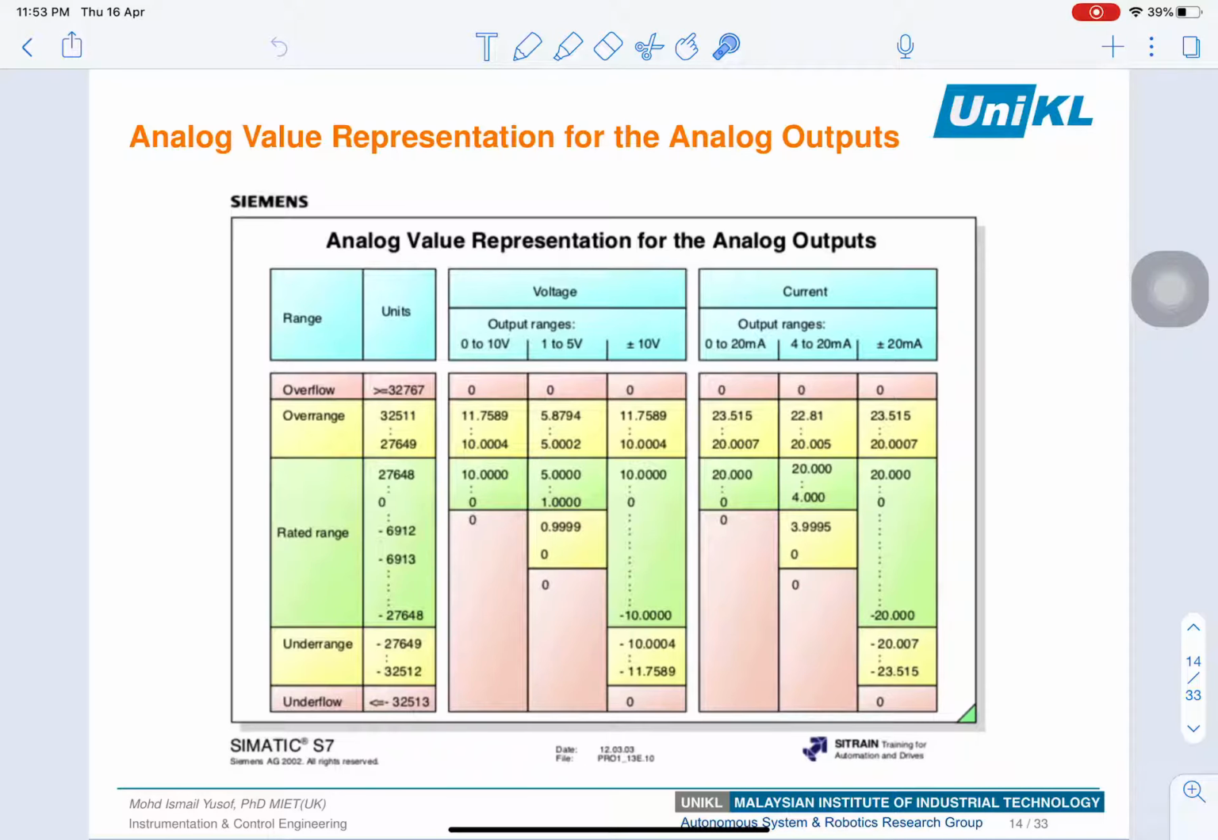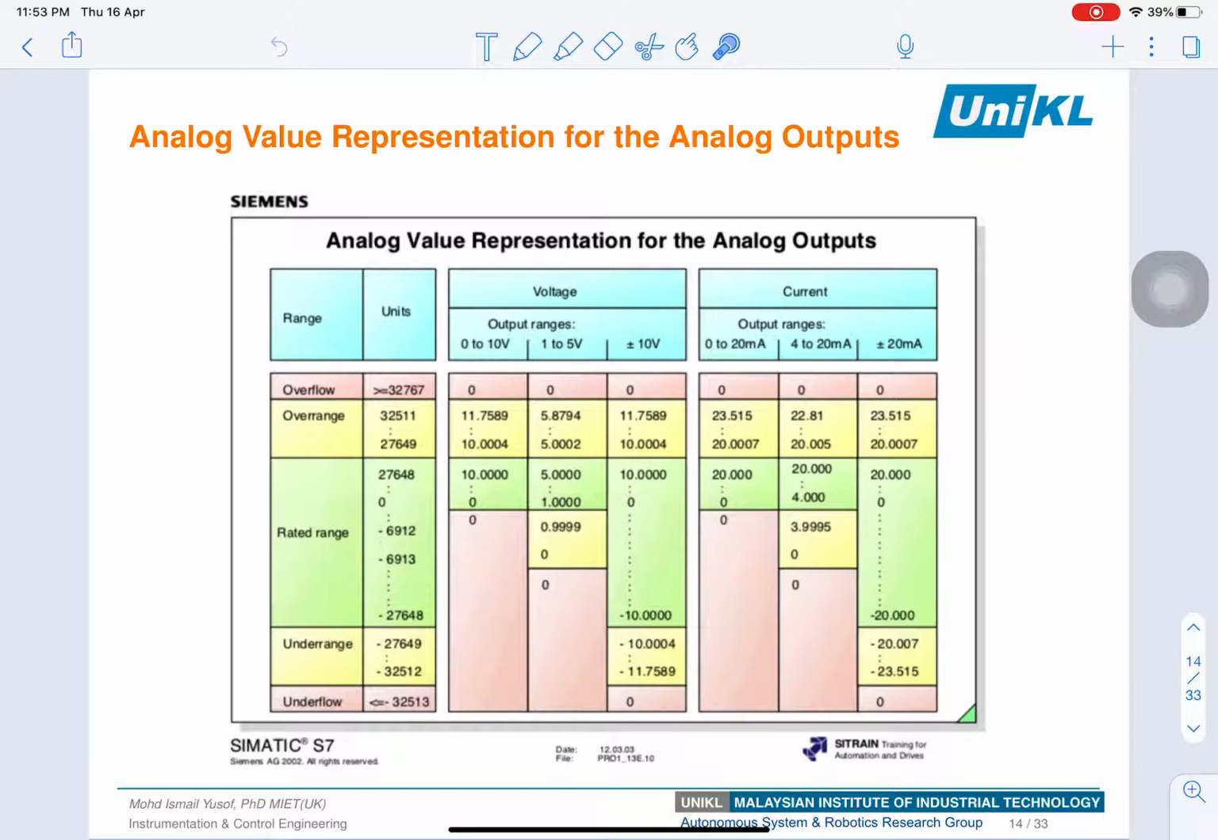Similar to ADC, the range of the signal for DAC is divided into five ranges, which are underflow, underrange, rated range, overrange, and overflow. Take a look at the current column, this column. For output range between 4 to 20 milliamp, which is this one, the current column for output range 4 to 20 milliamp.